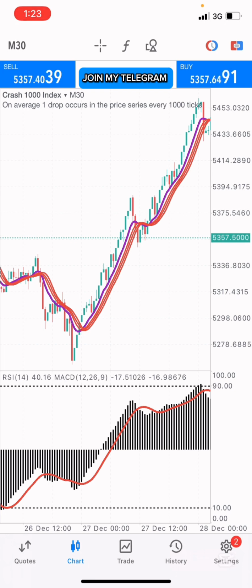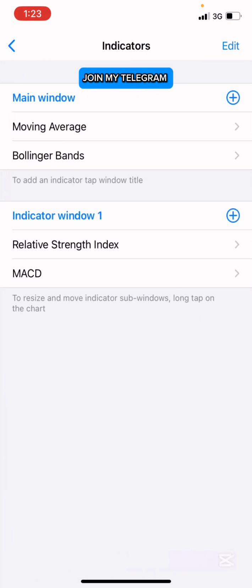And also, with this strategy, you can use it to grow your small account into a big account. As you can see right here, we're using about 4 indicators on our trade: the RSI, the MACD, the Bollinger Bands, and the moving average. So that's basically 4 indicators. Right here, I'm going to show you guys the parameters.